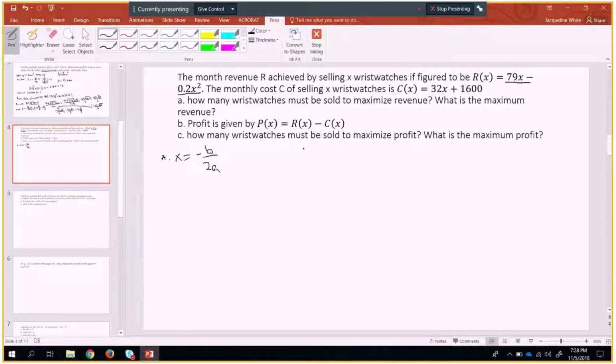right? And let's just rewrite the revenue function over here. R of x is equal to 79x minus 0.2x squared. If we wanted to put it in standard form, we have -0.2x squared plus 79x. -0.2 is our a, and 79 is our b. All right? So if we know that, we have all the components needed to find the axis of symmetry, which is equal to -79 over 2 times -0.2, and that's going to be equal to 197.5.